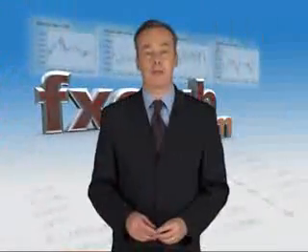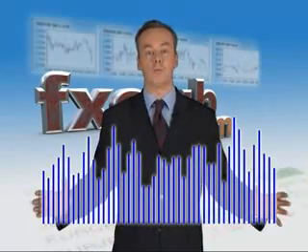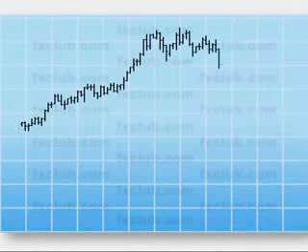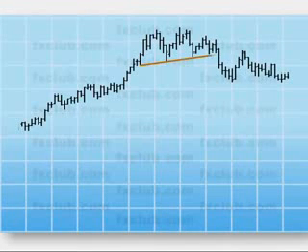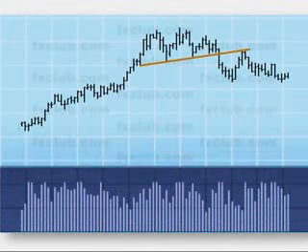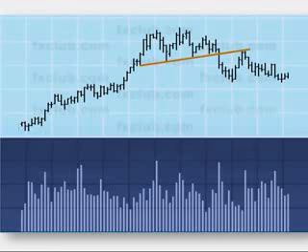The final essential element in the chartist story is volume. Volume is traditionally the measurement of trading activity during a time period, whether it's a minute, an hour, a day or a month. It's displayed at the bottom of the chart as a series of vertical lines.